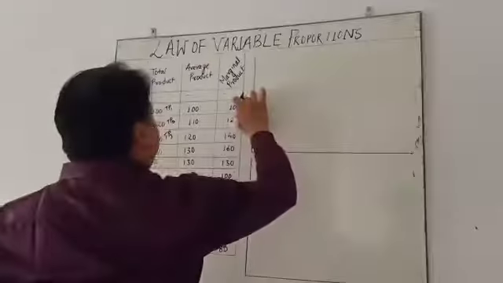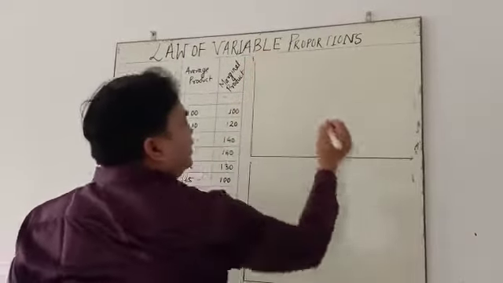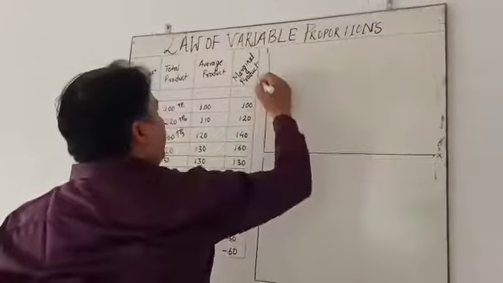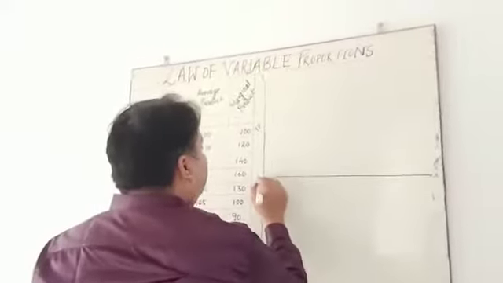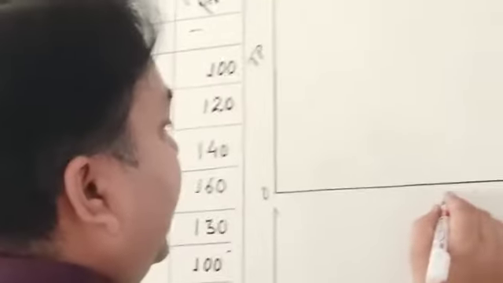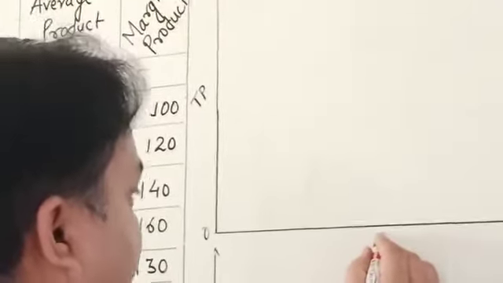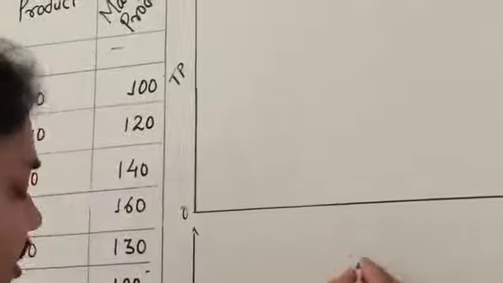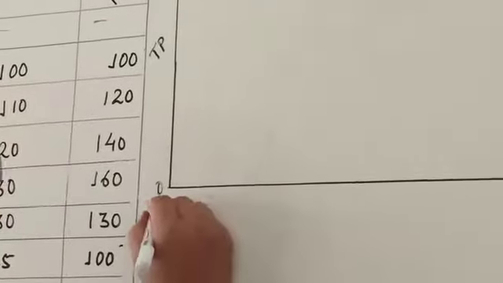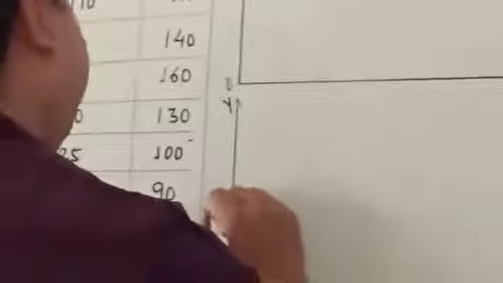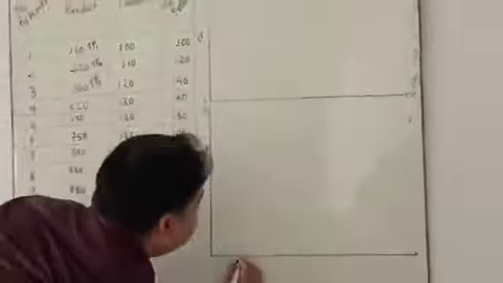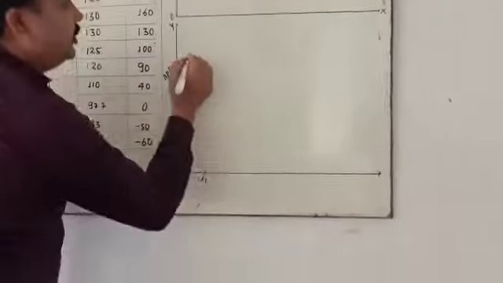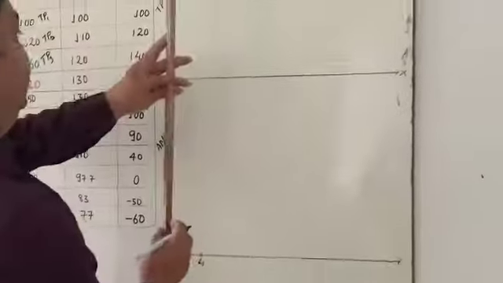So I am going to put here the y-axis and x-axis. On the y-axis I am going to put TP. On the x-axis I am going to take labor, that is called variable factor. On this graph I am going to take AP and MP. Okay, so what is this here? I am going to take labor 1. Just take labor 1.